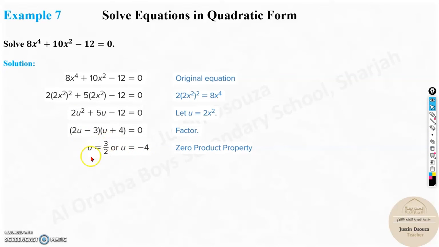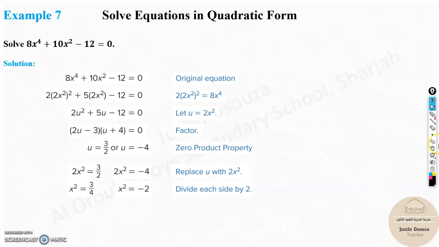But what is the value of u? u is not x itself, it's 2x squared, right? We are assuming u to be 2x squared, so we can easily solve it. Now substitute back what is u. Put over here, instead of u, 2x squared, and solve. You'll get the answers. So when we solve it over here, 2x squared is equal to 3 by 2. It'll be x squared is 3 by 4. Take the square root on both the sides.